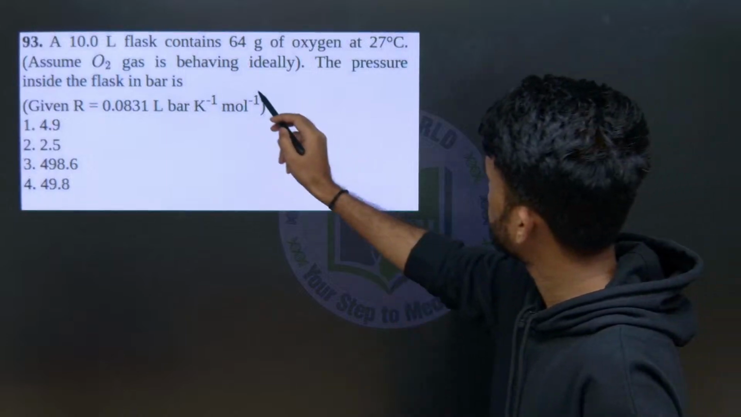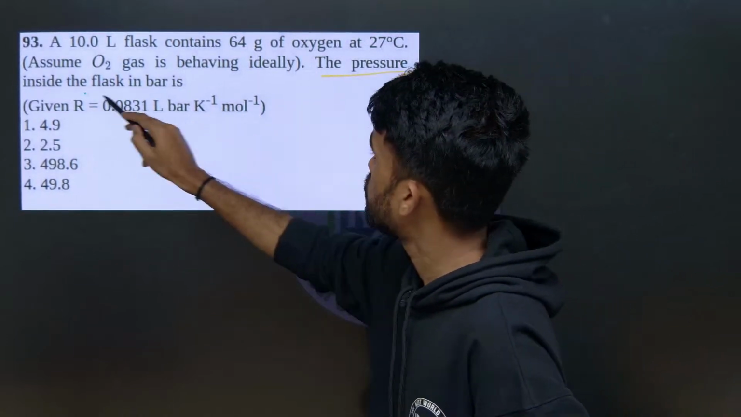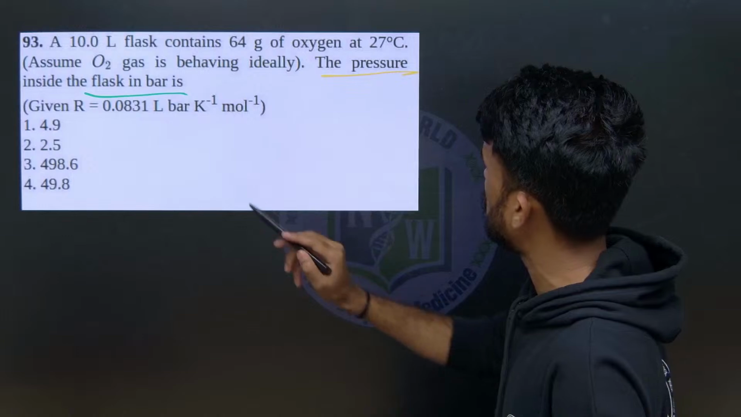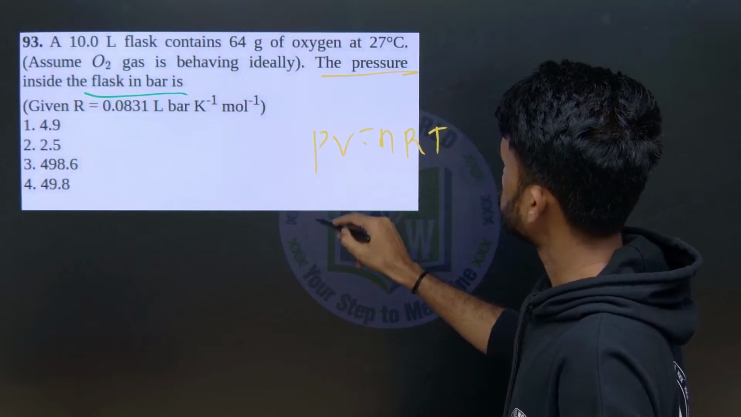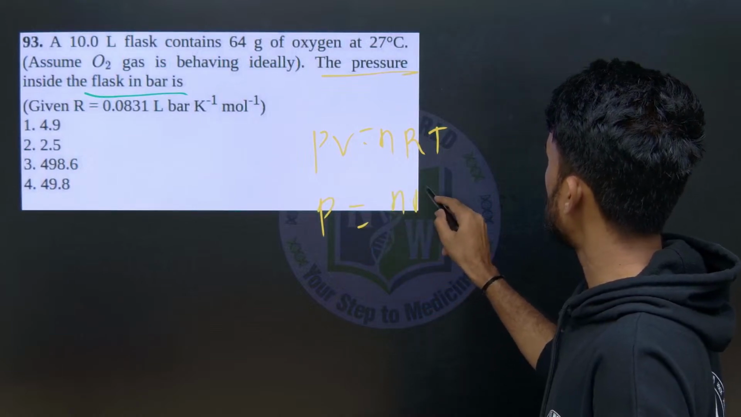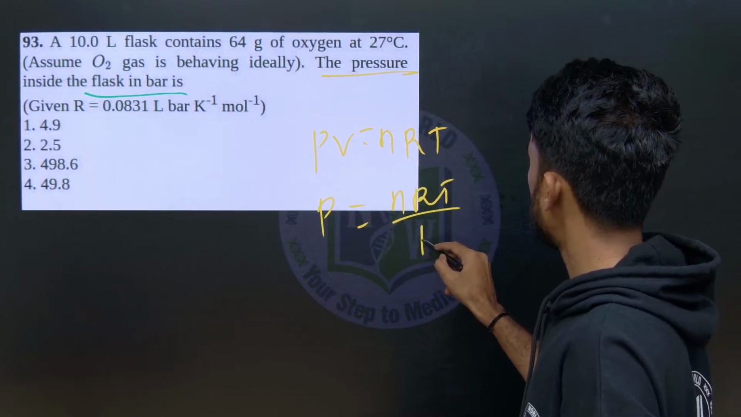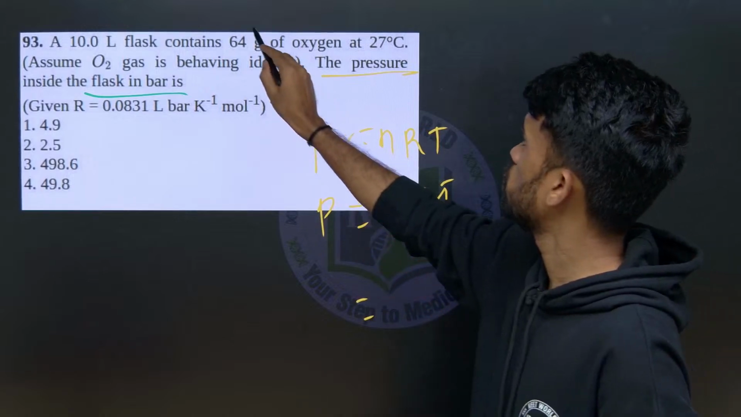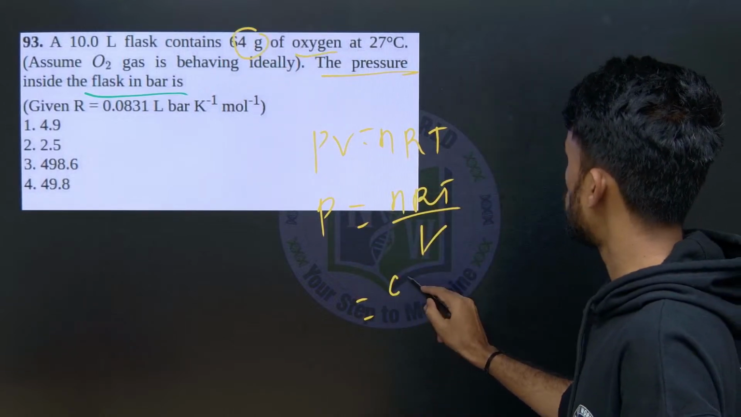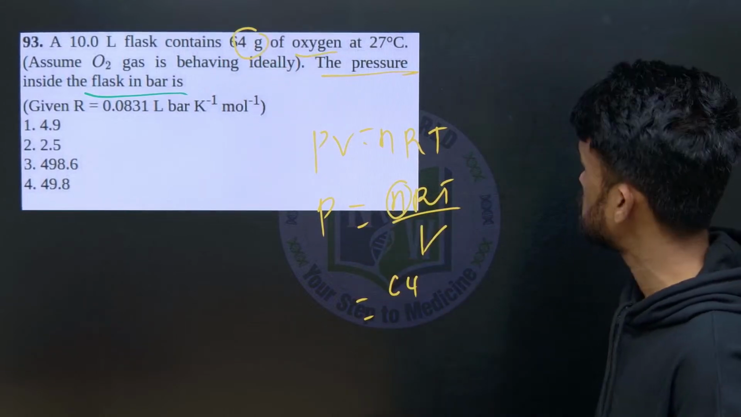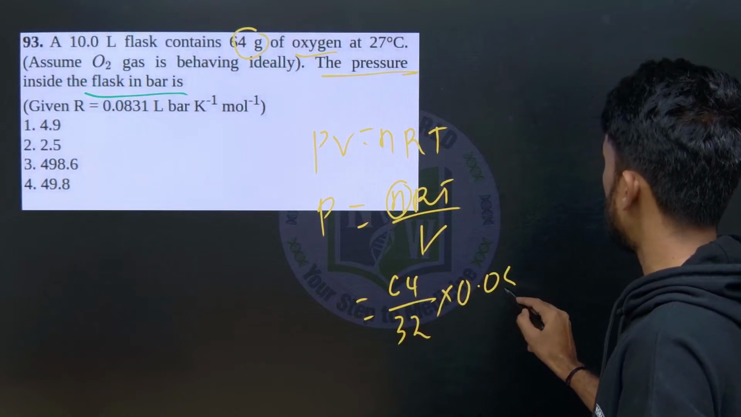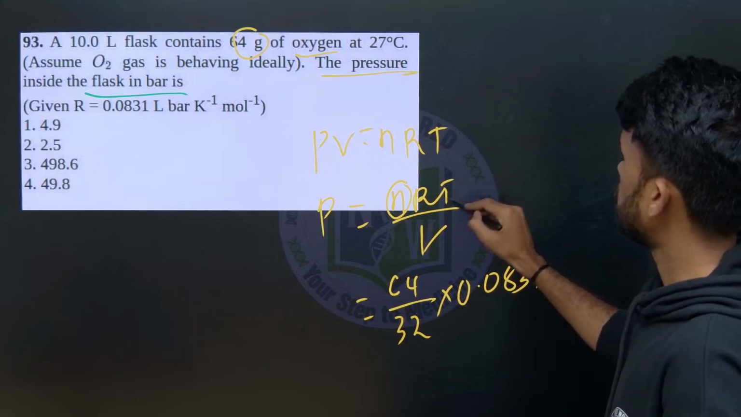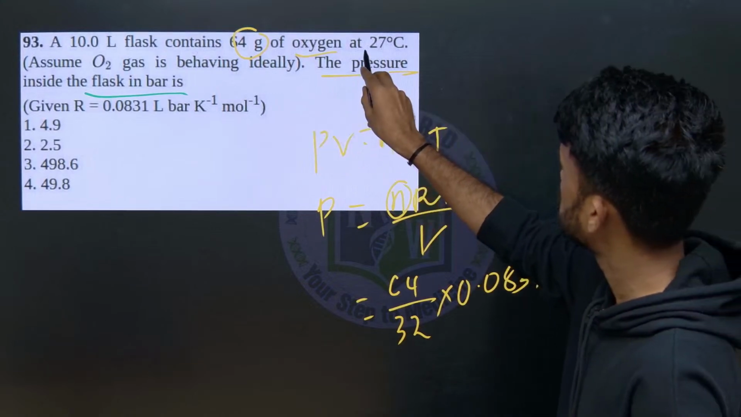Next, this is very simple. They are asking for the pressure inside the flask with the given data. So you can use the PV equals nRT formula. Okay. So now we need P, so we can take nRT by V. Okay. So what is the n value? For oxygen, 64 g is given, so the number of moles is 64 by 32, into R value 0.083, into temperature, which is mentioned as 27 degrees.